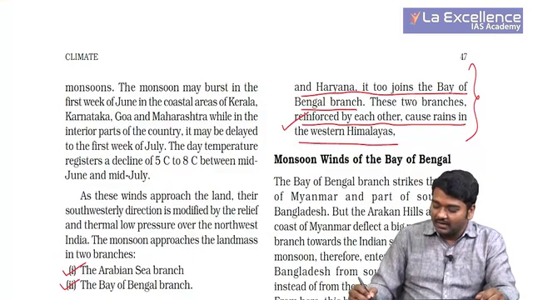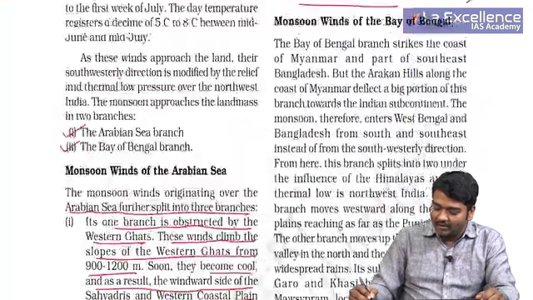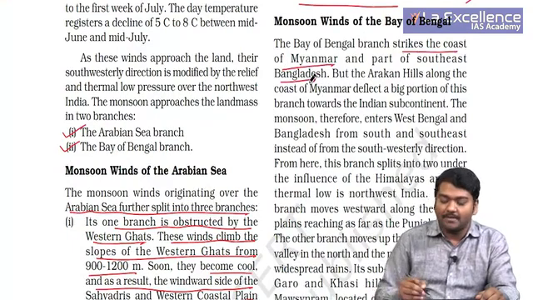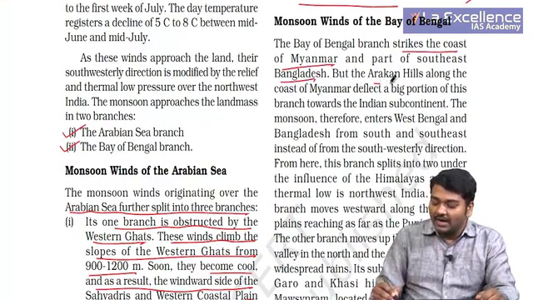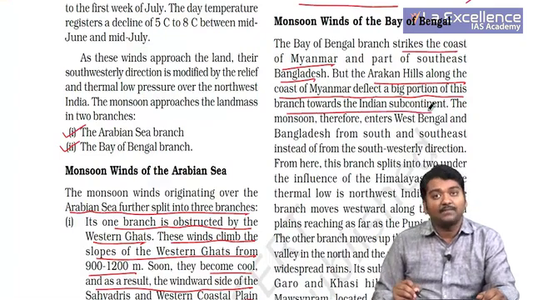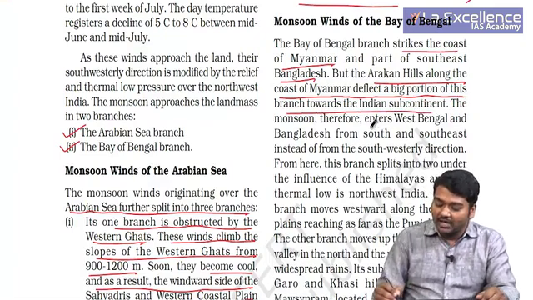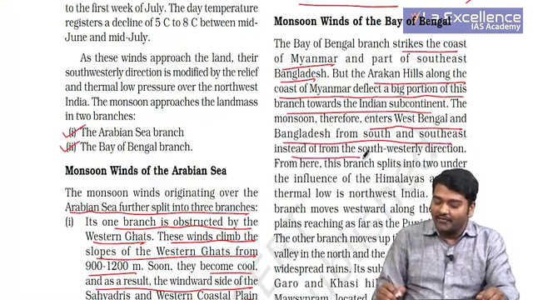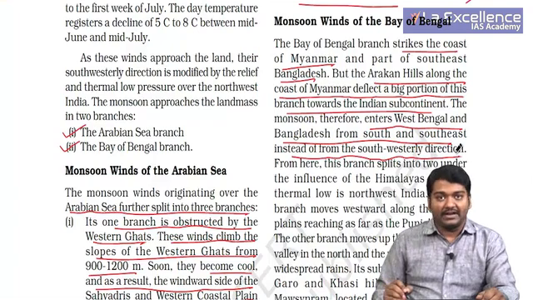Next important thing is the Bay of Bengal branch. The Bay of Bengal branch strikes the coast of Myanmar and Bangladesh, but the Arakan hills along the eastern Himalayas usually deflect a big portion of the branch towards the Indian subcontinent. The monsoon therefore enters West Bengal and Bangladesh from the south and southeast direction instead of from the southwesterly direction.